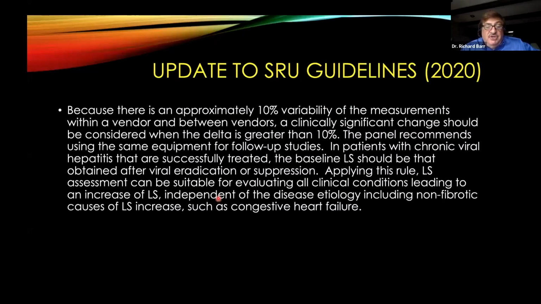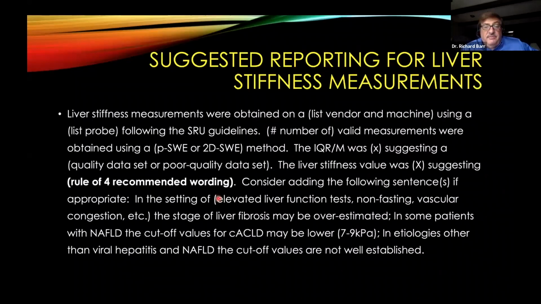The panel recommends using the same equipment for follow-up studies in patients with chronic viral hepatitis that are successfully treated. The baseline liver stiffness should be that obtained after viral eradication or suppression. Applying this rule, liver stiffness assessment can be suitable for evaluating all clinical conditions leading to an increase in liver stiffness, independent of the disease etiology, including non-fibrotic causes of liver stiffness, such as congestive heart failure.